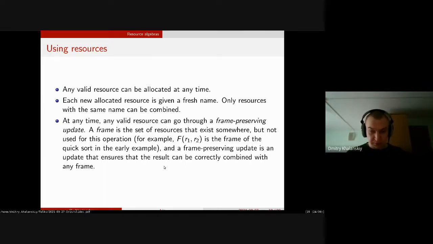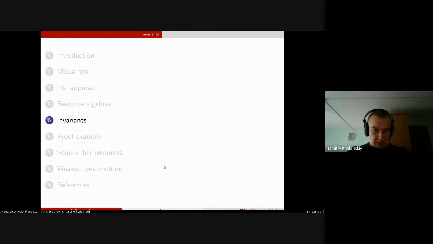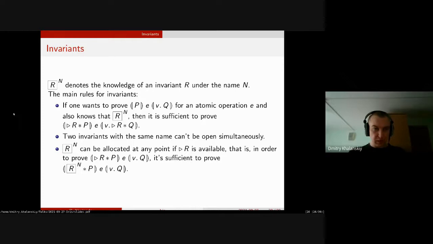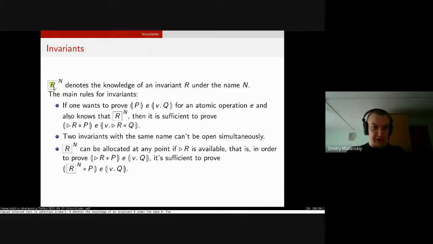This once again underlines the point of threads not being able to interfere with one another in Iris. Another notion that we'll need to perform the proof is the invariance. We will denote the invariance in this way. This says that the resource R is owned by the system under the name N.